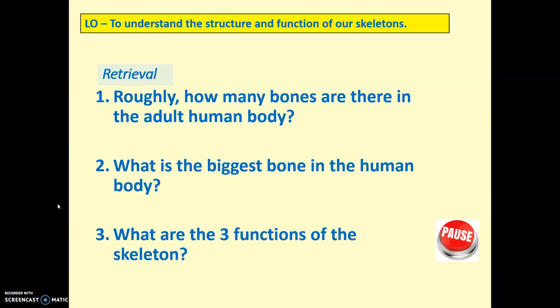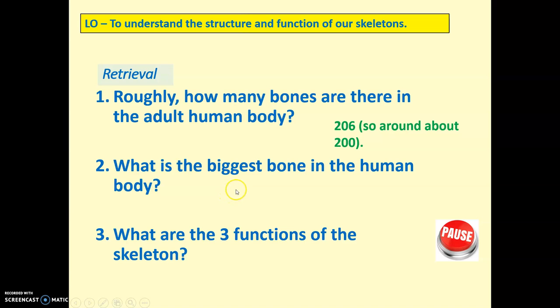So you should have given yourself 3 minutes to go through that. We're going to go through these now. So question 1, roughly how many bones are there in a human body? So in the adult human body, there are 206. So if you got around 200, that is the correct answer. Give yourself a mark for that.